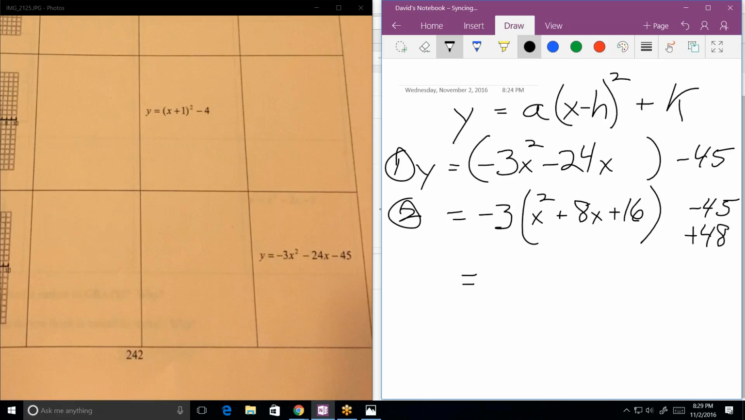Now we're getting closer to vertex format. Notice what vertex format is. It has an A, that's what we factored out. This quadratic here I'm going to be able to express as an x minus some number squared. So let's do that. What is it? X minus what squared? So it'd be x minus 4. I didn't mean that, or plus.